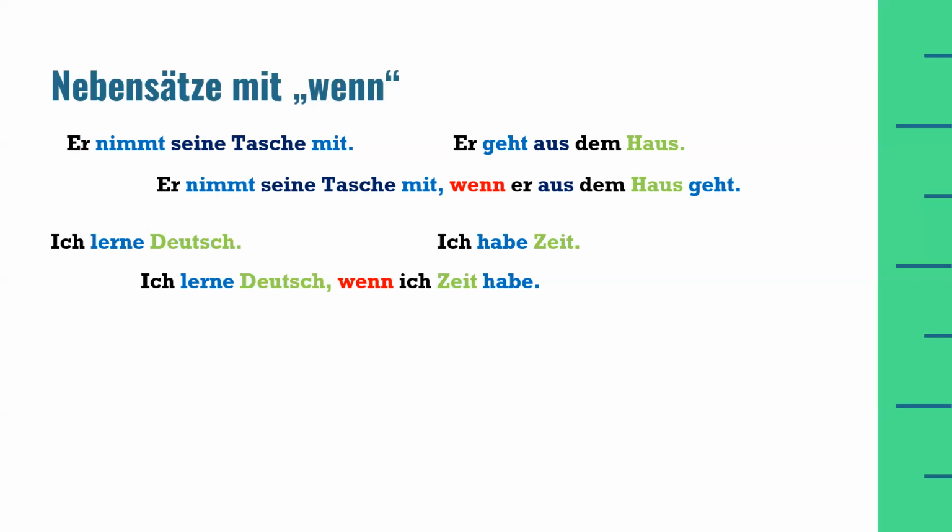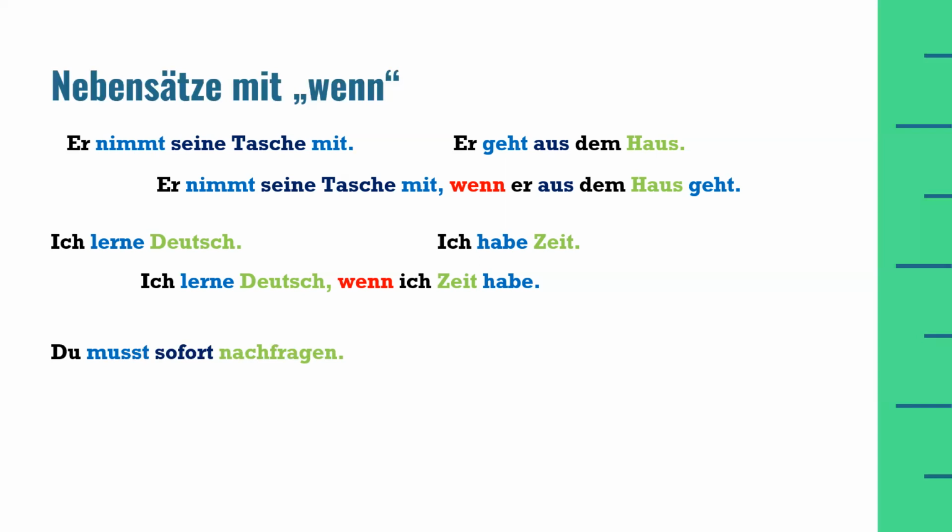So the condition in the Nebensatz is that I have time, and what will happen if I have time? Ich lerne Deutsch. So if the condition in the Nebensatz is fulfilled, which is that I have time, then what happens? Ich lerne Deutsch.